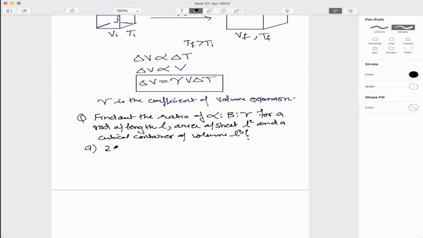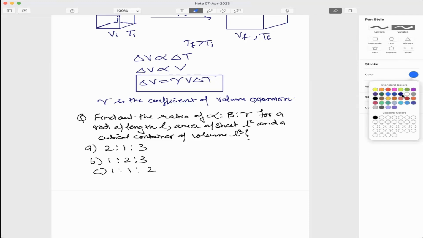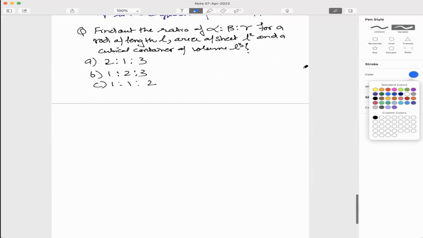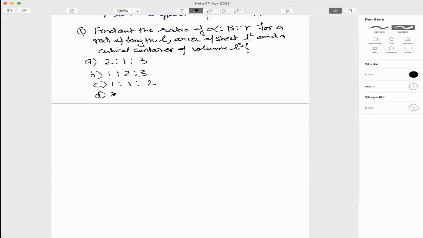Options are A, 2:1:3, B, 1:2:3, C is 1:1:2. We have a system where we have a rod where there is a linear expansion, we have a sheet where there is an areal or superficial expansion, and then we have a cube where there is a volume expansion. So we need to correlate this, and we have these three options. I will give one more option, that is D, 2:3:1. Okay.